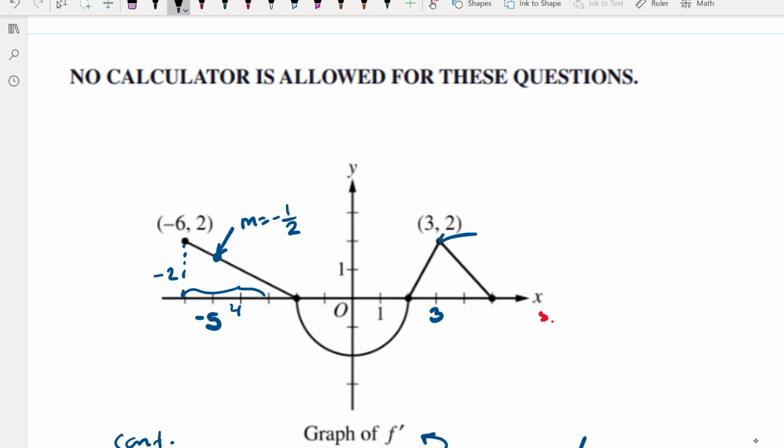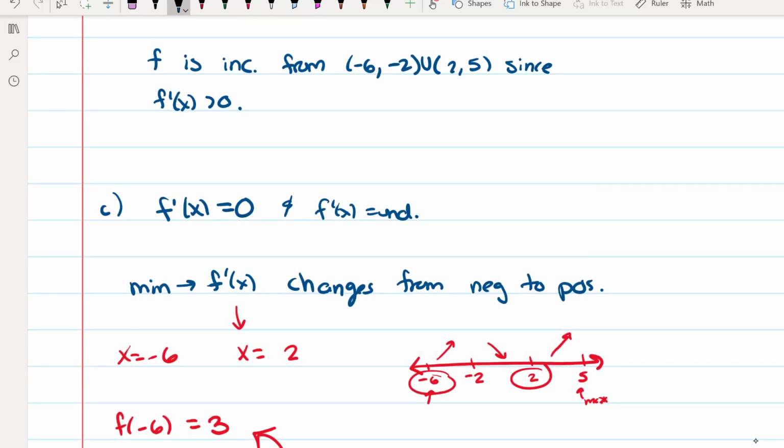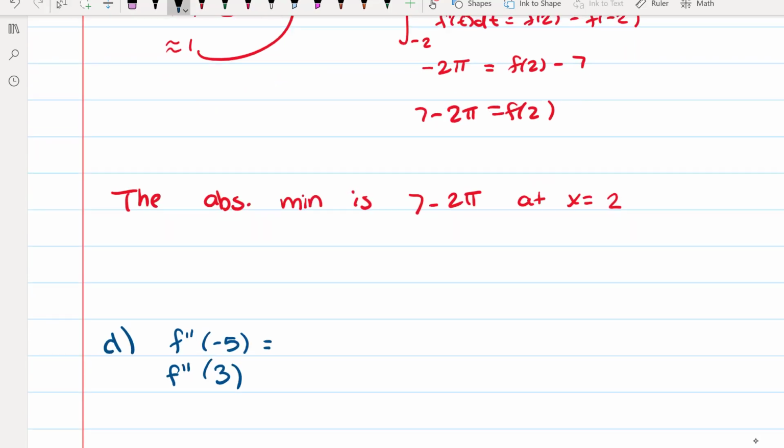And then here, it's a corner. So the derivative won't exist, but we need a better reason than that. And our reasoning is the slope from over here is -1, and the slope from over here is 2. So f double prime of -5 is -1/2, and this is DNE since f double prime of 3 from the right is equal to -1, and the derivative from the left is equal to 2.